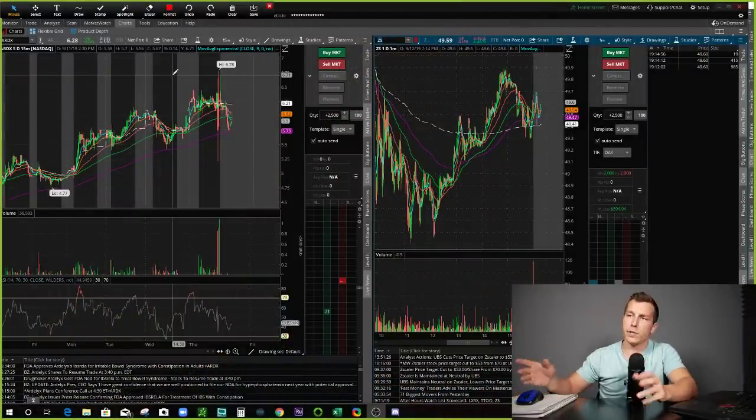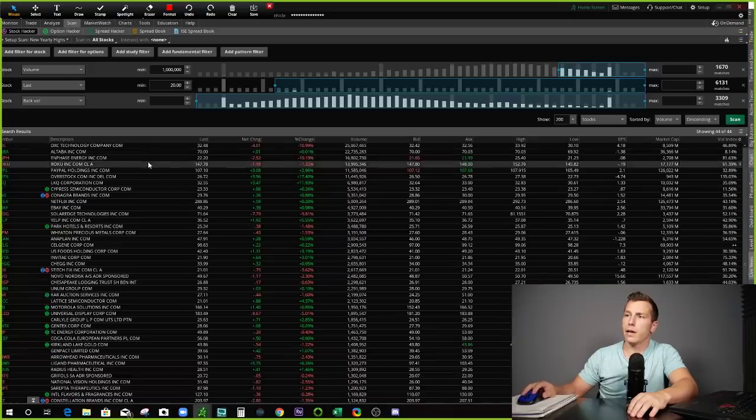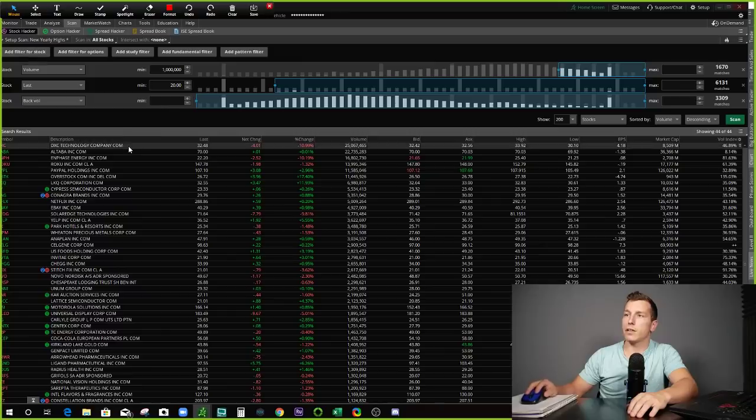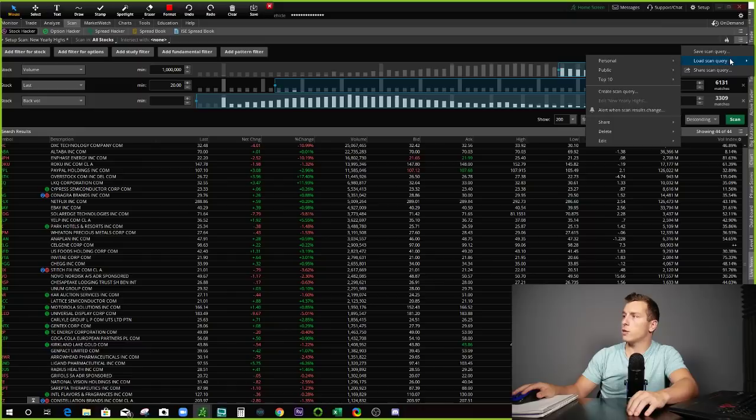So if you're not familiar, all you're going to want to do is go up to the scan tab on thinkorswim. Click that, and I'm going to redo everything in here. When you open up the scanning section on thinkorswim, it'll look something like this. If you go to the upper right-hand corner, right next to this little fire symbol, it'll say load scan query.